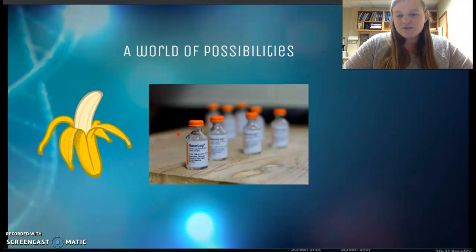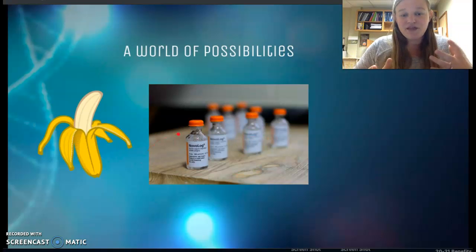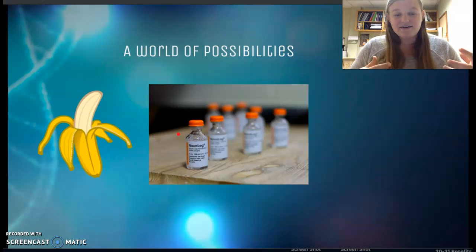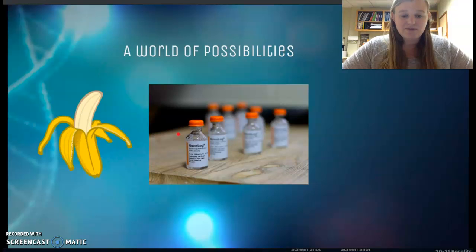This has also been used for maybe more useful things, more important things, like creating insulin for people with type 1 diabetes or type 2 diabetes.